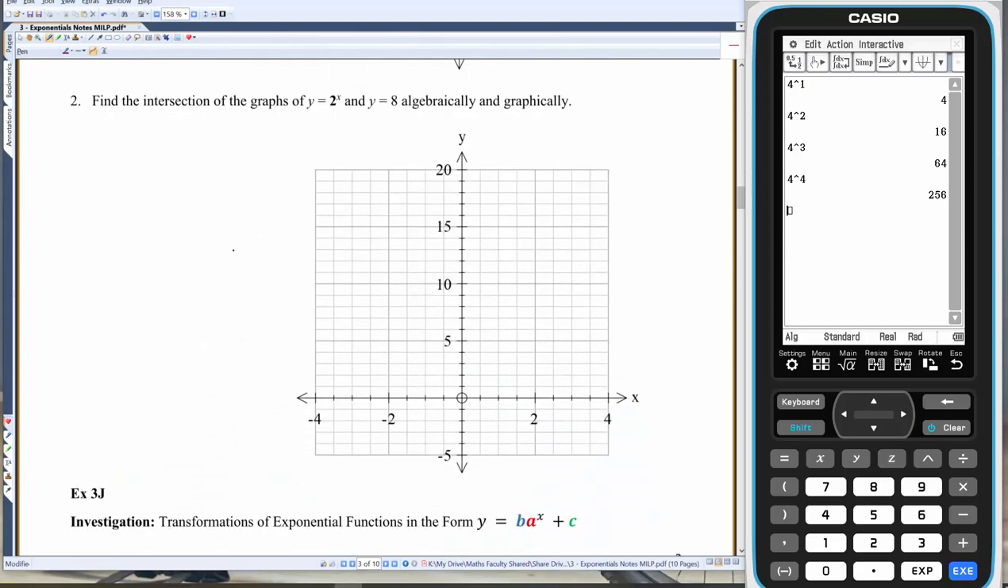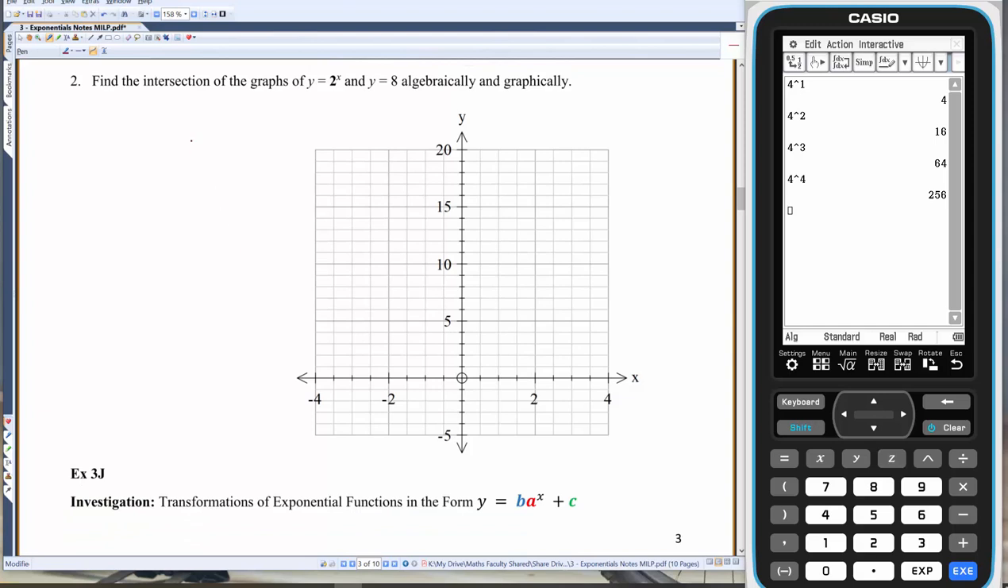All right, so the last thing we're going to do is find the intersection of the graphs y equals 2 to the x and y equals 8, algebraically and graphically. Right, I love algebra, so I'm going to do it algebraically first, okay? So the intersection is when both of these functions are equal. So what I'm going to do is equate them. Now I've got y equals 2 to the x and y equals 8. So if y is equal to 8, I'm going to replace that y with 8.